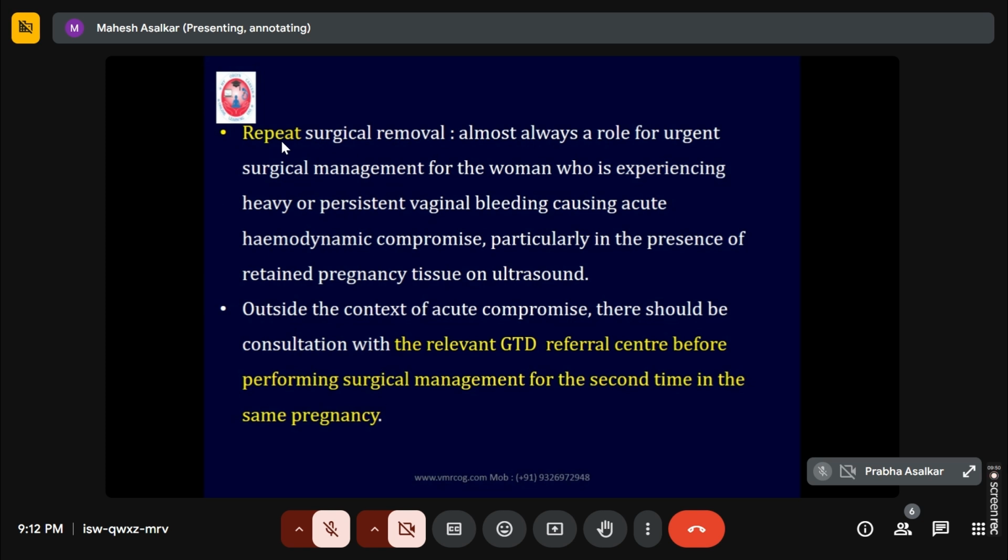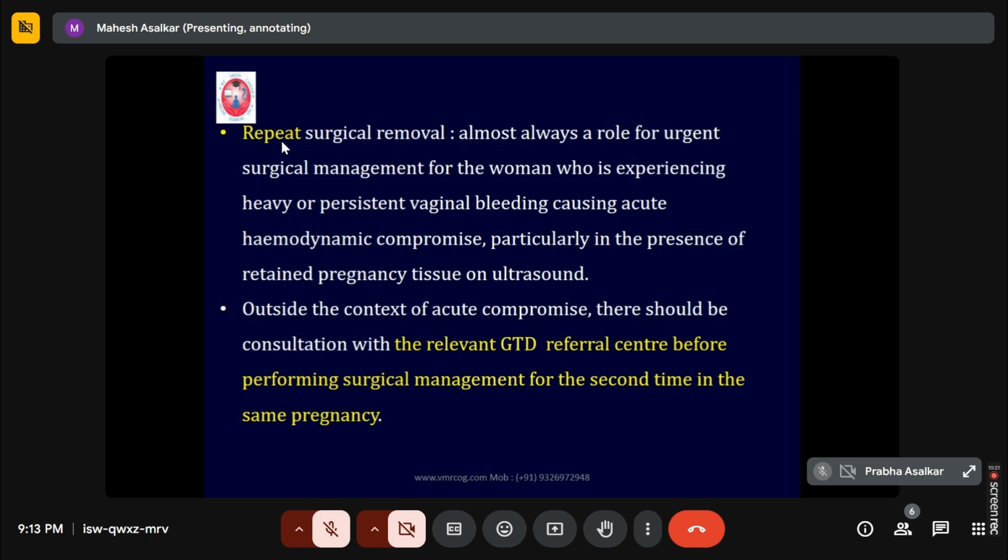Outside the context of acute compromise, there should be consultation with the relevant GTD referral center before performing management a second time in the same pregnancy. So if there is no acute compromise, there is a GTD referral center where all these patients are referred. So consultation with the relevant GTD center is indicated before you take up any surgical management step. Is it clear?